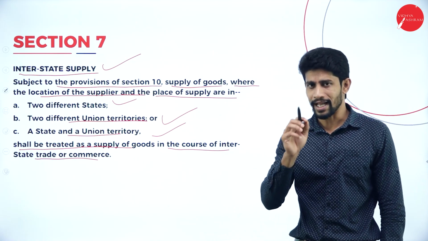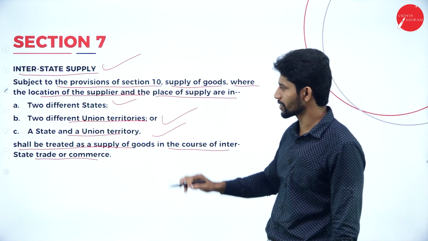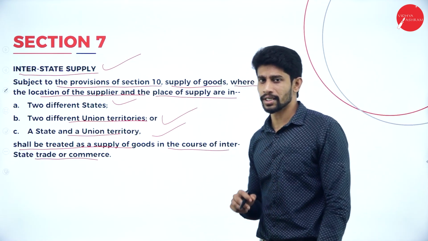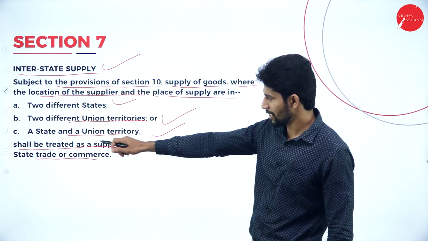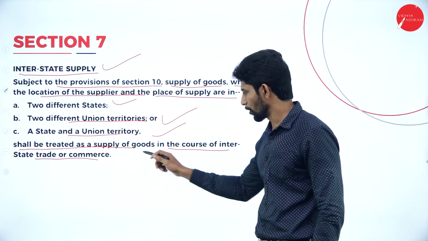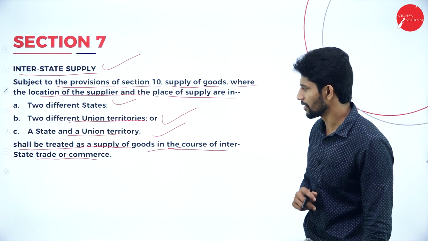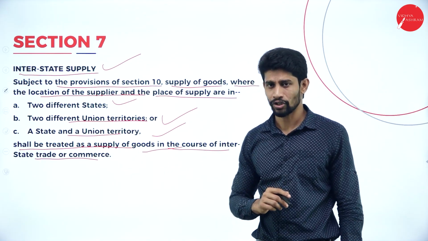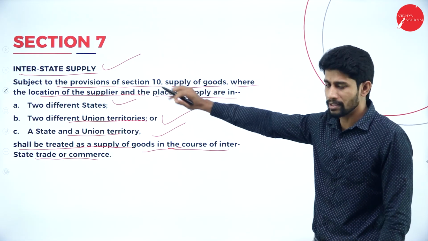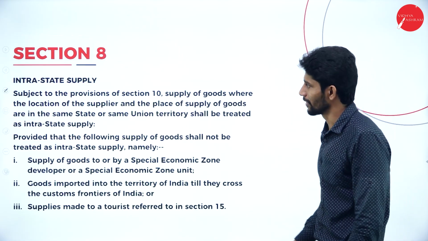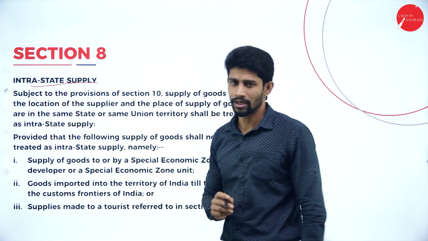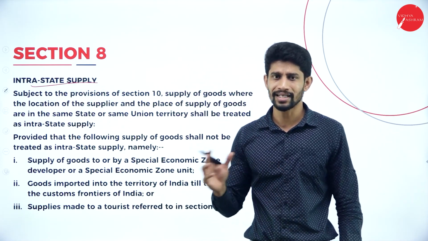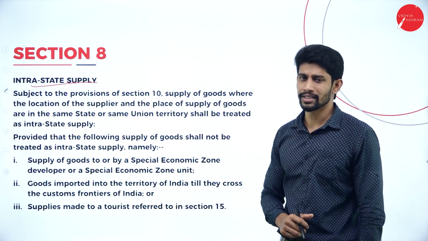Shall be treated as supply of goods in the course of interstate trade or commerce. Yes, if the transaction is happening between 2 states or between 2 different union territories or between a union territory and a state, those transactions shall be treated as a supply of goods in the course of interstate trade or commerce. So interstate supply is explained under section 7. Next, section 8, it talks about intrastate supply. Obviously, you all already know what is intrastate supply, that is within the state.